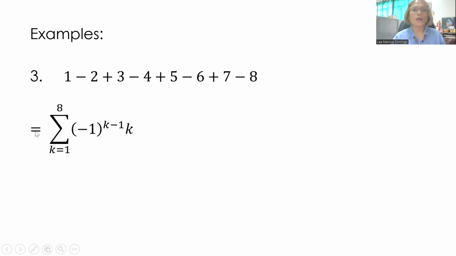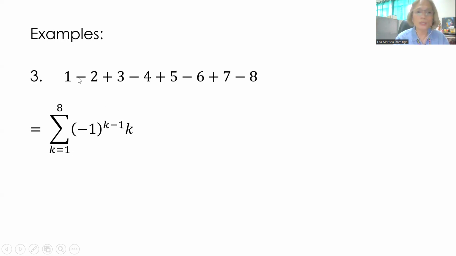And finally, we have 1 minus 2 plus 3 minus 4 plus 5 minus 6 plus 7 minus 8. So, yung technique, pagka merong alternate na positive tsaka negative, palagi yung may negative 1. Okay? So, ang mababago na lang yung exponent. Maaari kasing walang exponent. Pero palaging may negative 1. So, negative 1 raised to k minus 1 times k, where k ranges from 1 to 8.